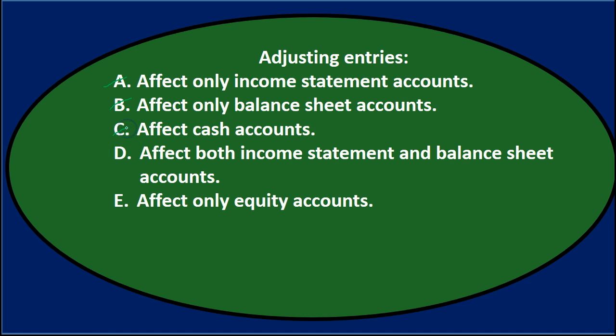C says affect cash accounts. Now the adjusting entries, actually the one account that is not affected in the adjusting entries is the cash account, which is very different from, of course, normal journal entries where the cash account is affected most of the time, about 75% we're going to say. D, we say affect both income statement and balance sheet accounts. I'm going to say that's the one. I'm going to say that's probably it.